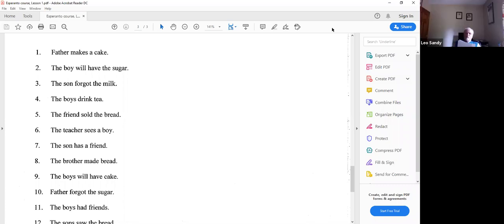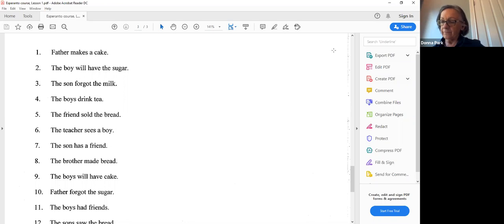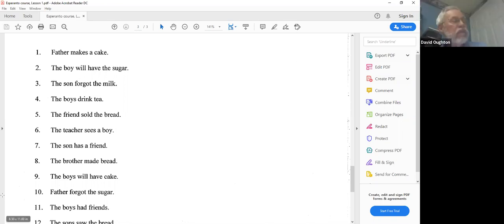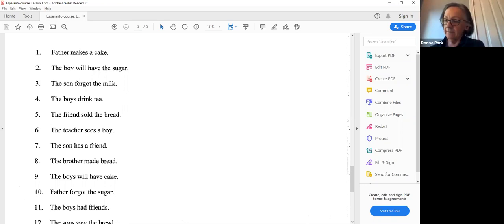Yeah, la knabo havos la sukeron. Well, sugar. It's sukeron. Sukeron. Oh, I was liking that cake. Right. Yeah. So the boy will have the sugar. So notice in number two, you have two la's because it says the twice. Which boy? The boy. Which sugar? The sugar. So you mean specific nouns. So you need la for the.